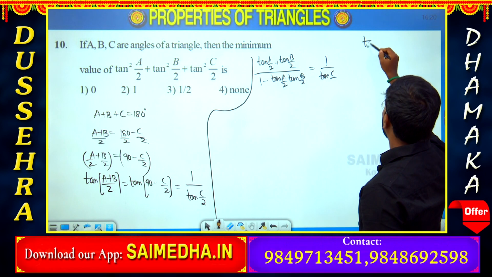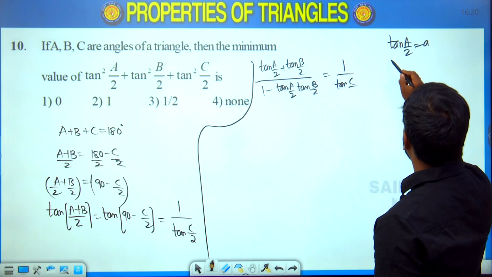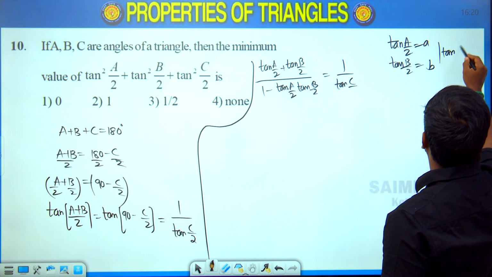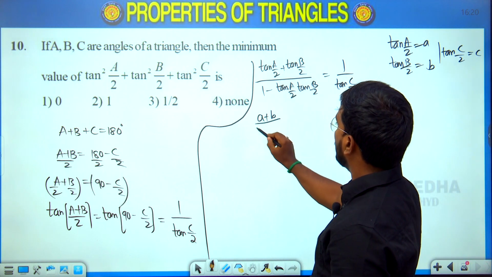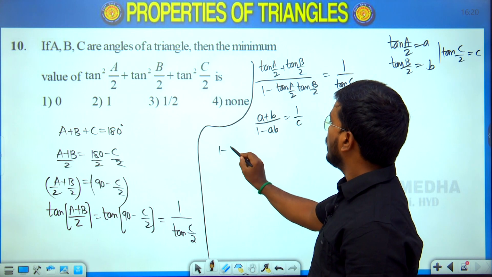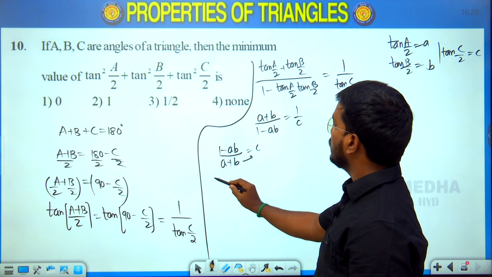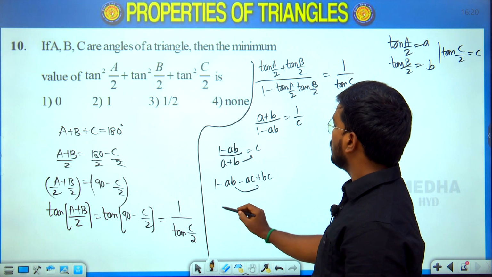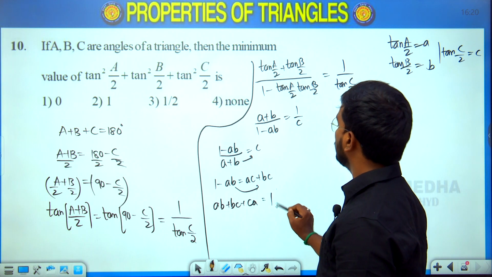So I'll assume tan A by 2 as A, tan B by 2 as B, and tan C by 2 as C, just for the sake of understanding. We can write A plus B divided by 1 minus AB is equal to 1 divided by C. Reverse it, what is it going to become? 1 minus AB divided by A plus B is equal to C. Then 1 minus AB is equal to AC plus BC. Send this to the right hand side: AB plus BC plus CA is equal to 1.